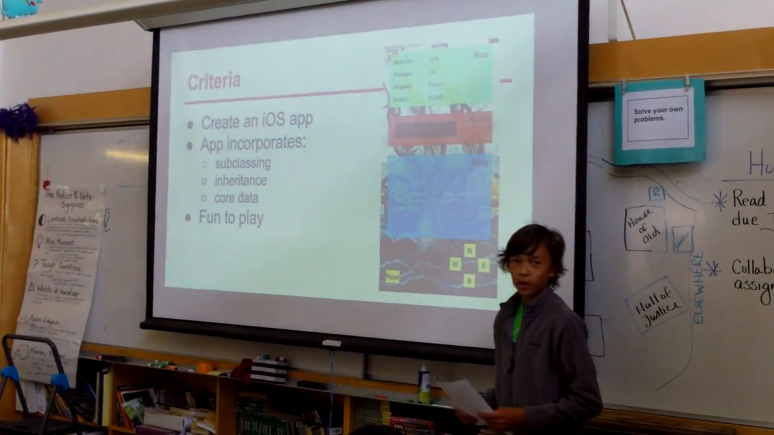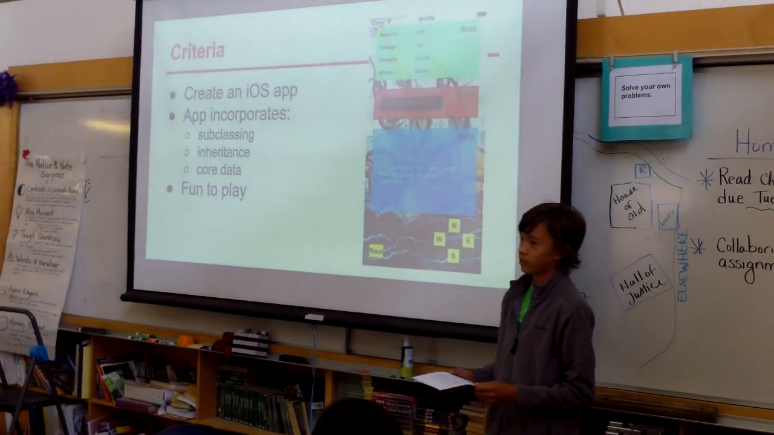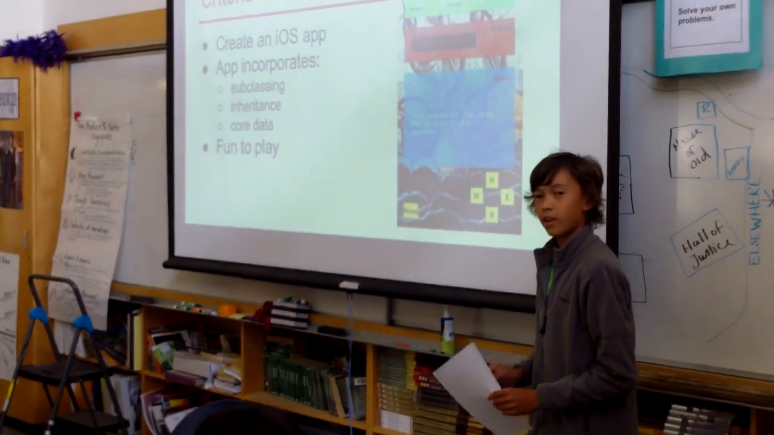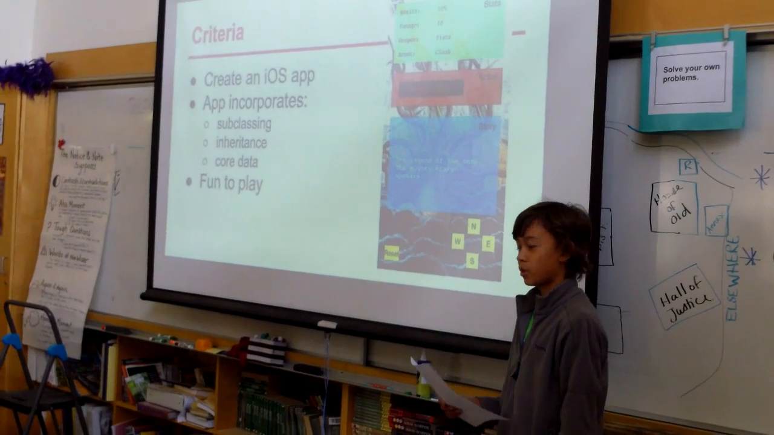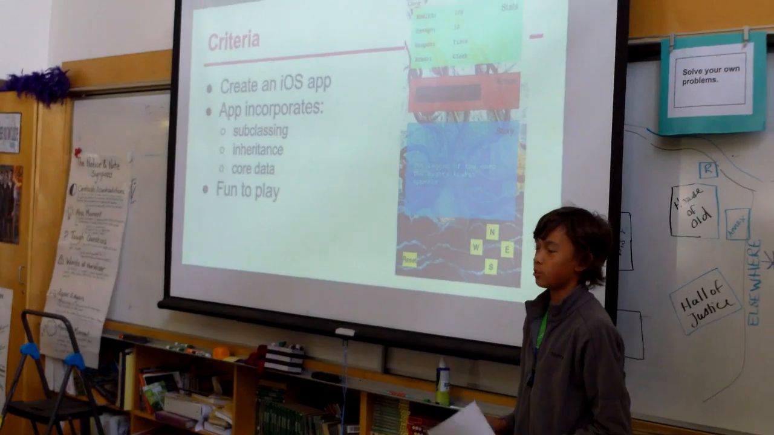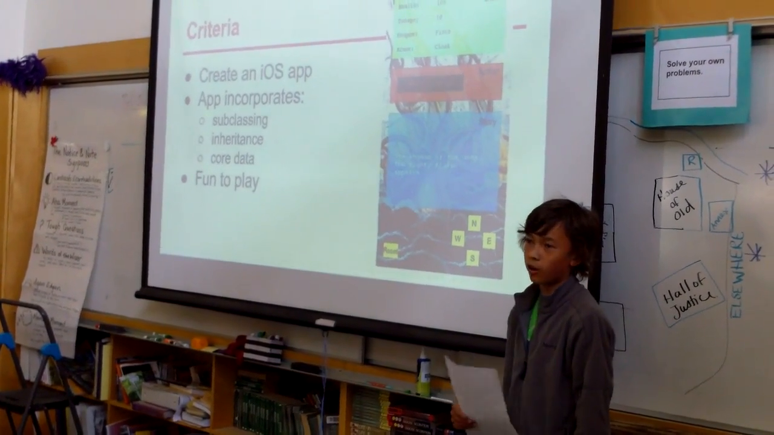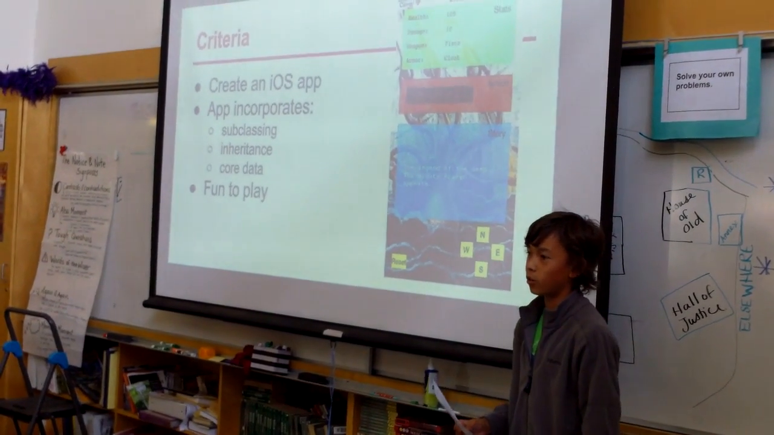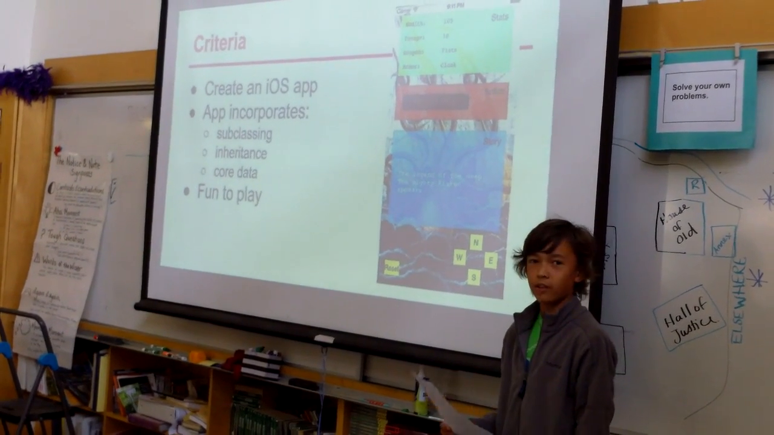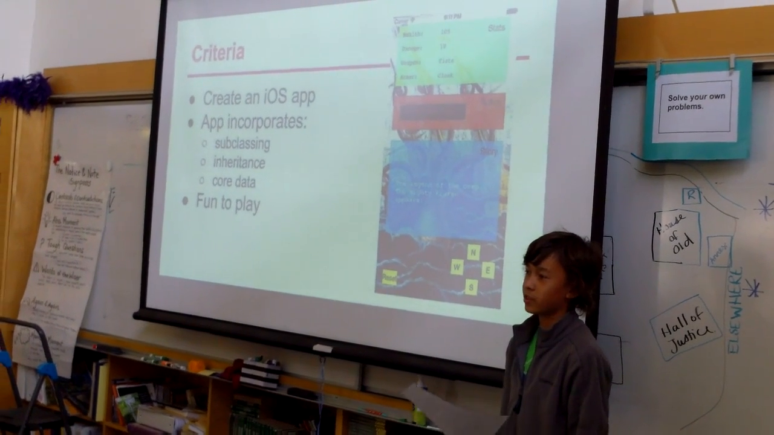So this application, I wanted it to incorporate several key ideas in iOS programming, which include subclassing, inheritance, and core data. Subclassing basically allows you to create several objects that are all based on the same type of object. For example, your class might be fish, then a subclass could be angelfish. The angelfish has all of the properties of the fish, like it lives underwater, but it also has properties of its own, like an orange fin. Core data is basically a database that allows you to save data that your user enters into the application to a central database.